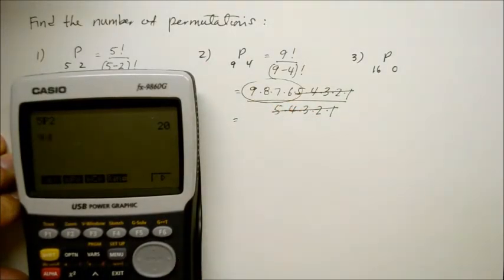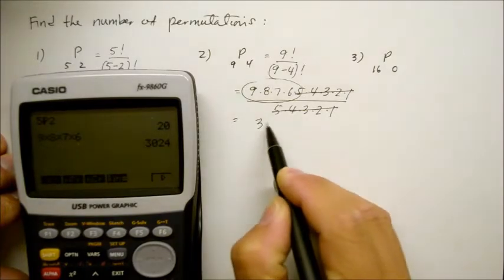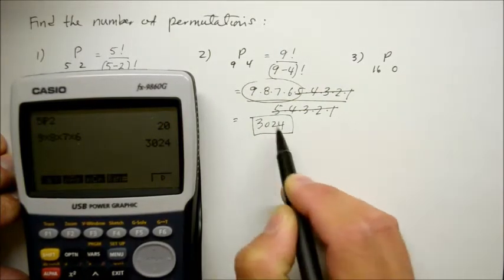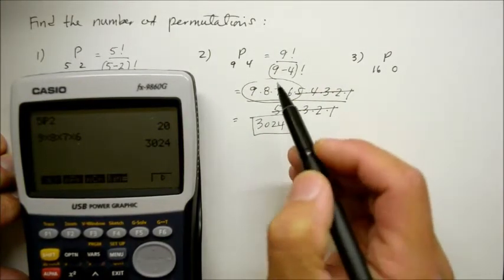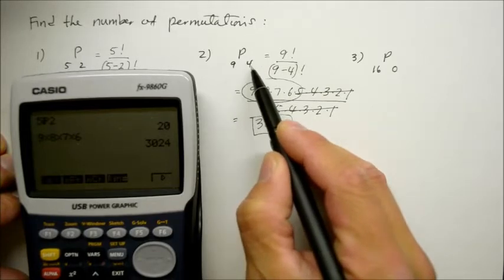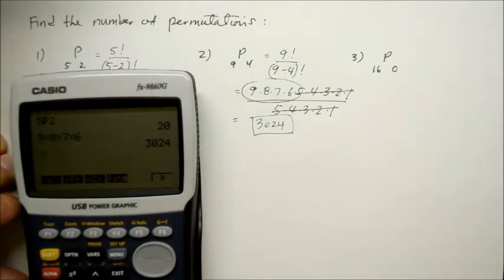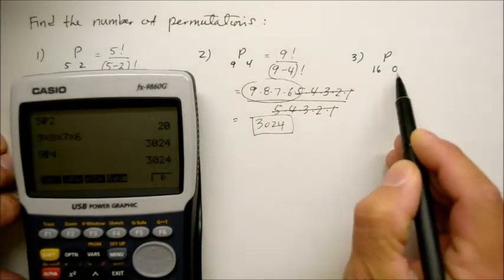Now, let's do the product of these integers first to verify. So we have 9 times 8 times 7 times 6. And that gives me 3024. Will that be true if I use the keystrokes for 9 permutation choose 4? So 9 permutation choose 4. There it is, 3024. So it works.